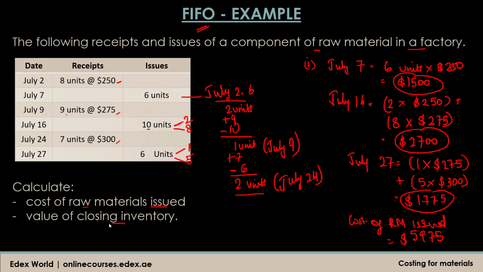Now let's calculate the value of closing inventory. At the end, we had 2 units of inventory left. So these 2 units would obviously be from the latest batch, which is the July 24 batch, and the cost of each unit is $300. So the value of closing stock will be 2 units multiplied by $300 per unit. So that gives us $600. So that's how you follow FIFO, and you can calculate the cost of raw materials and the value of closing inventory.